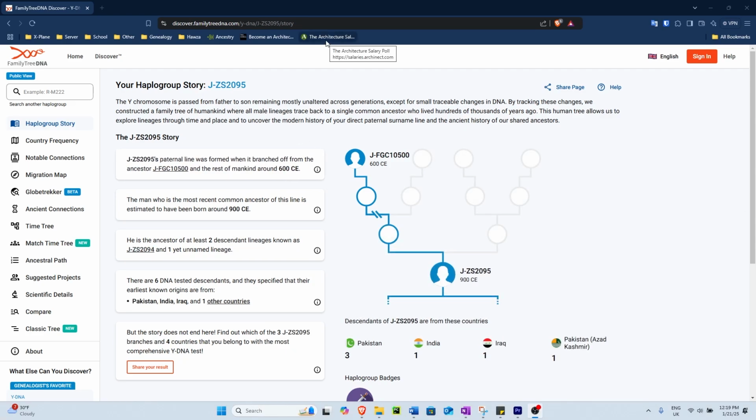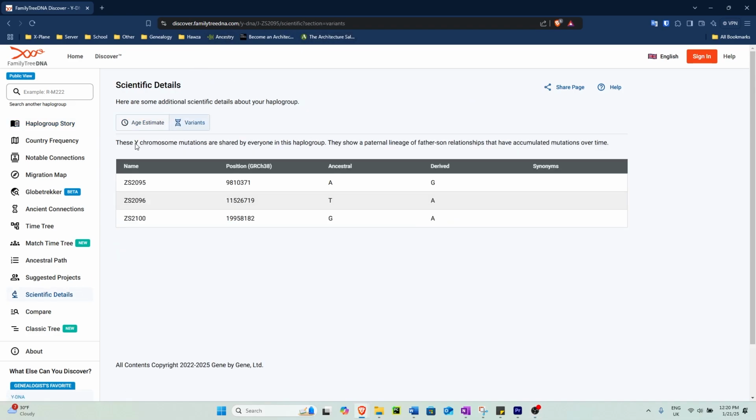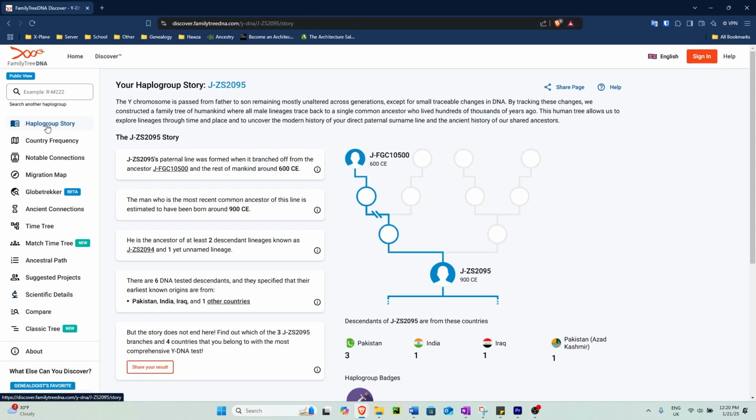Next, we should analyze the proposed Umar al-Atraf mutation, JZS2095, to which many people from Pakistan and India also belong. This haplogroup has 3 men representing it, and not a single man belonging to this haplogroup claims descent from Umar ibn Ali alayhi salam. So how have we, or Dr. Hadi and we, come to the conclusion of this being Umar?